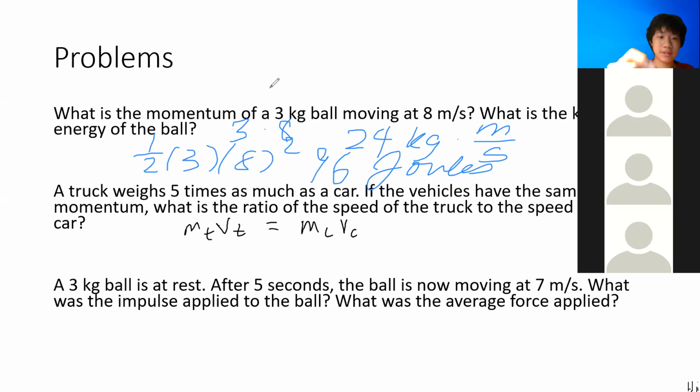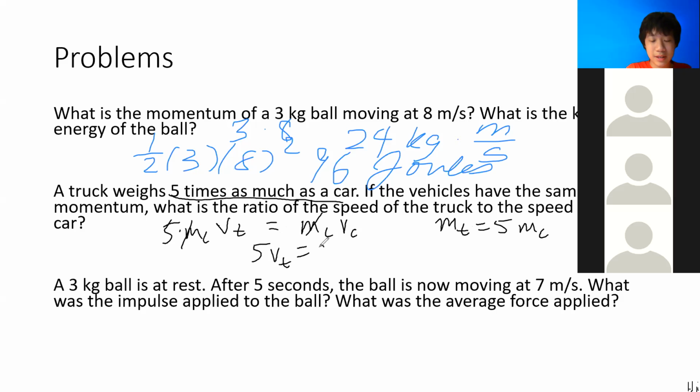All right? So a truck weighs 5 times as much as a car, which means that the mass of the truck is 5 times the mass of the car. So we can replace mass of truck with 5 times mass of car. As we can see here, mass of car will cancel. So 5 times truck velocity equals the car velocity. So the ratio of speed of truck to speed of car is just 1 to 5. All right, if you were to rearrange this equation.